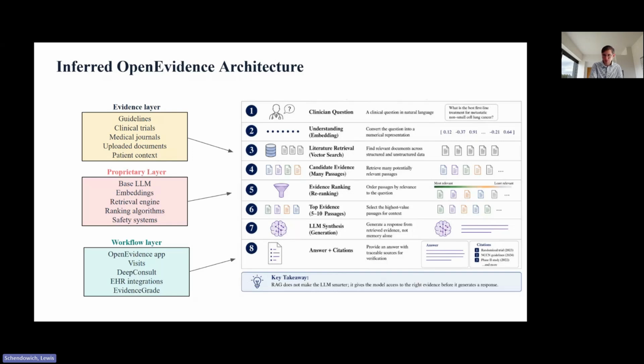a response with citation. Again, the key point is that the final output depends not only on the LLM, but also on what evidence is available, what the retrieval system finds, and the evidence that is ranked. So the RAG does not necessarily make the model smarter. It gives the model selected evidence before it can respond.